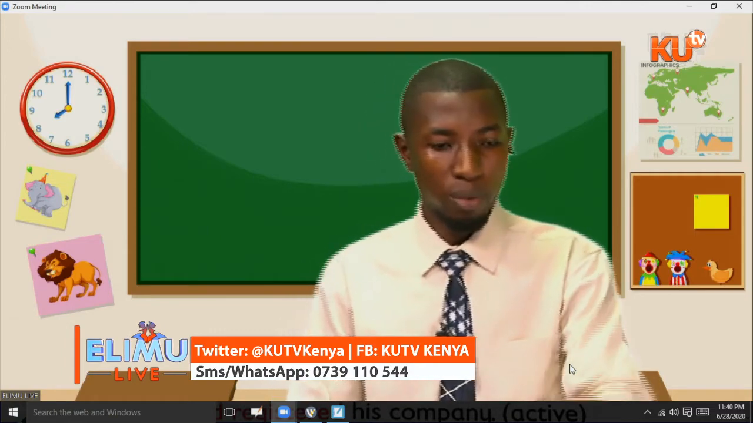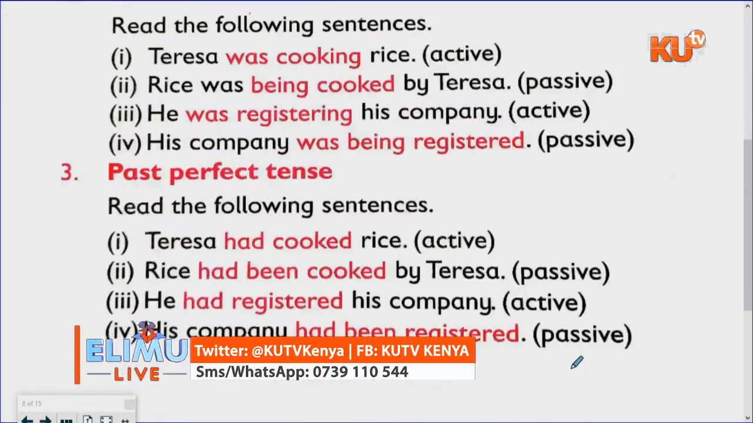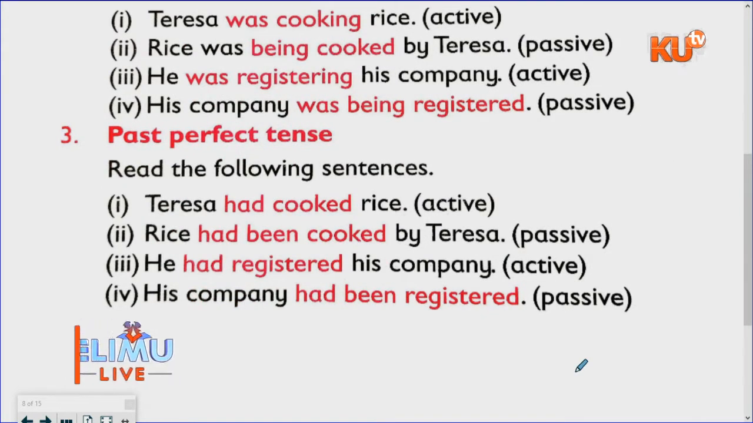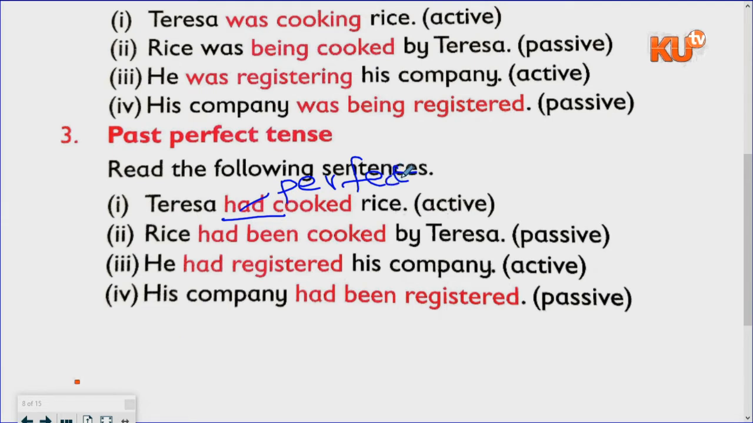Right, then we move to past perfect tense. Teresa had cooked rice, had cooked. I talked about had before, and I told you that had indicates that it is in perfect tense. And not just perfect, but past perfect tense.